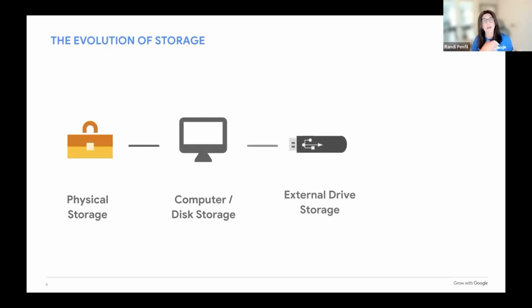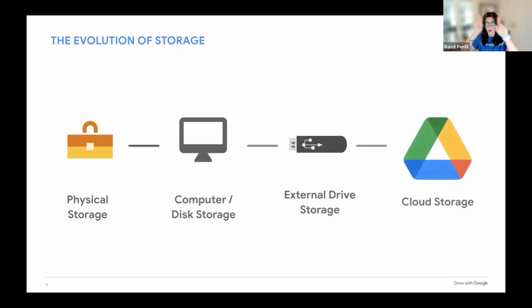Then we had external drive storage. So you might have had a thumb drive, an external hard drive. And if you were going to work at home, you might download something from work, take it home. If you wanted to share a file and you were going to work with somebody in an office space and you were working on it from home, you might have saved it to an external hard drive. In today's world, it's all about cloud storage. It's stored in the cloud.